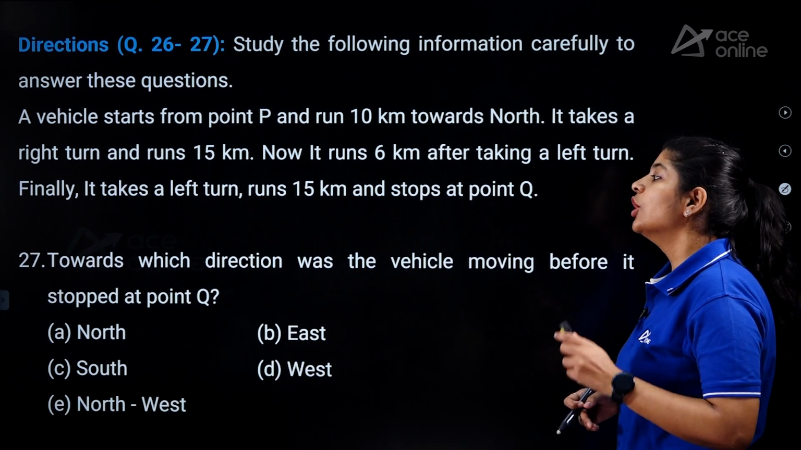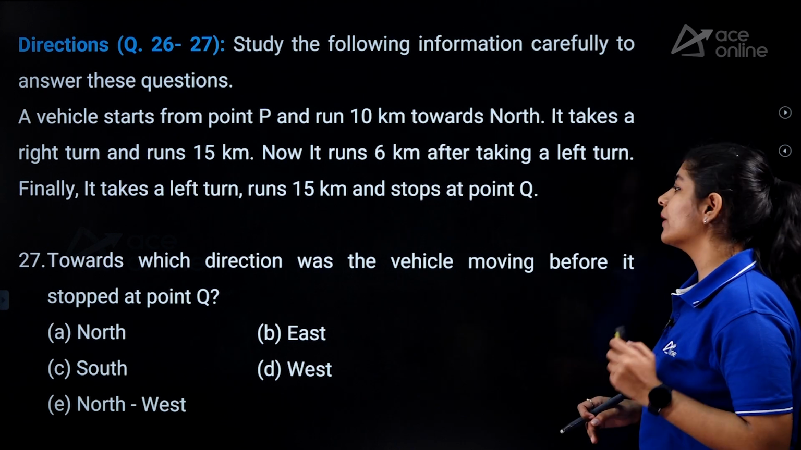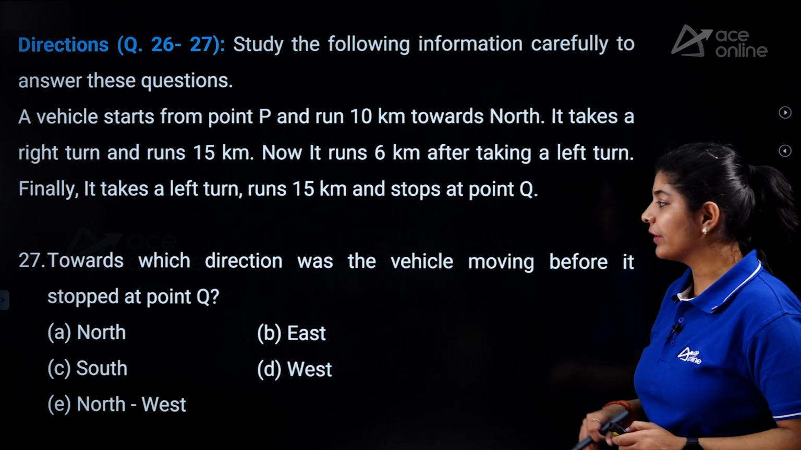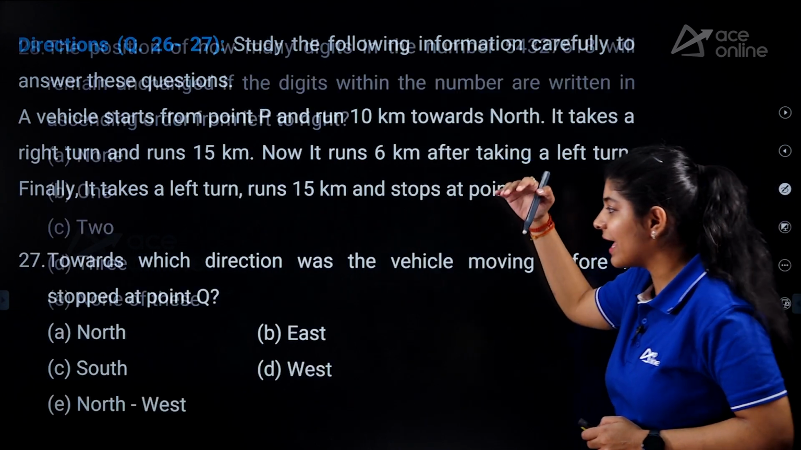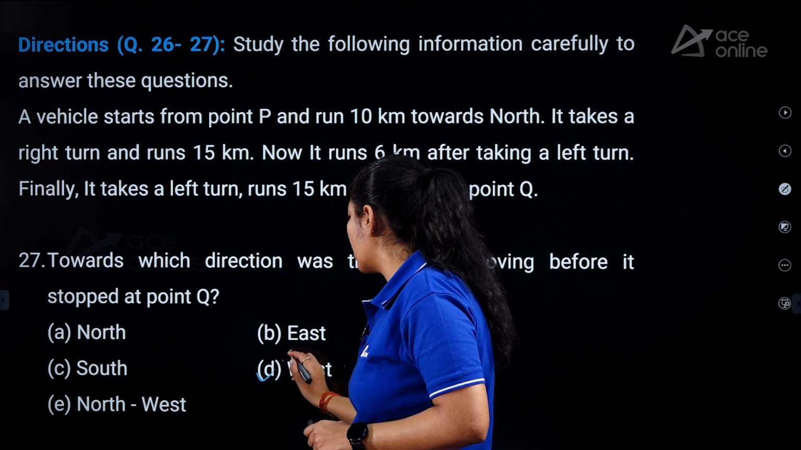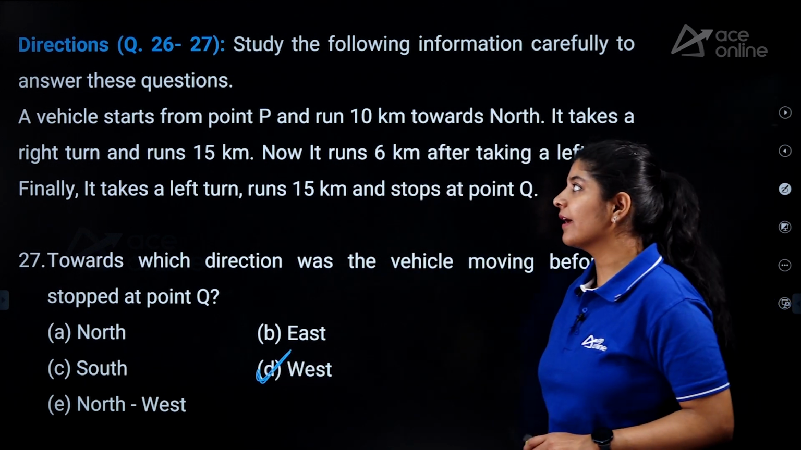Next. Towards which direction was the vehicle moving before it stopped at point Q? So basically our vehicle is moving in the west direction. So we can say that option number D is the correct one.